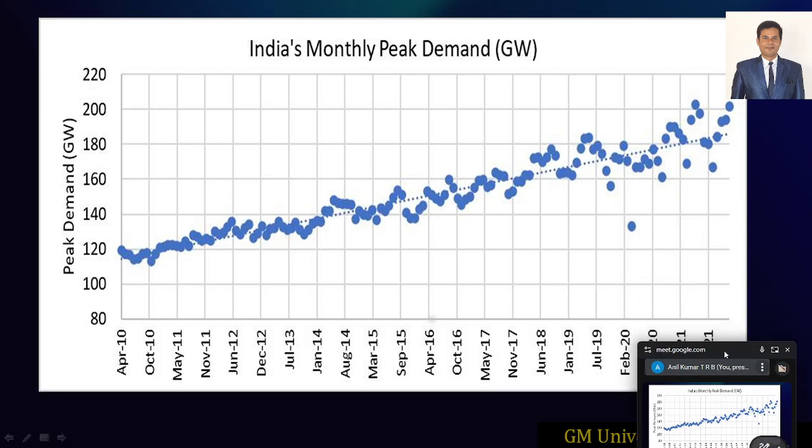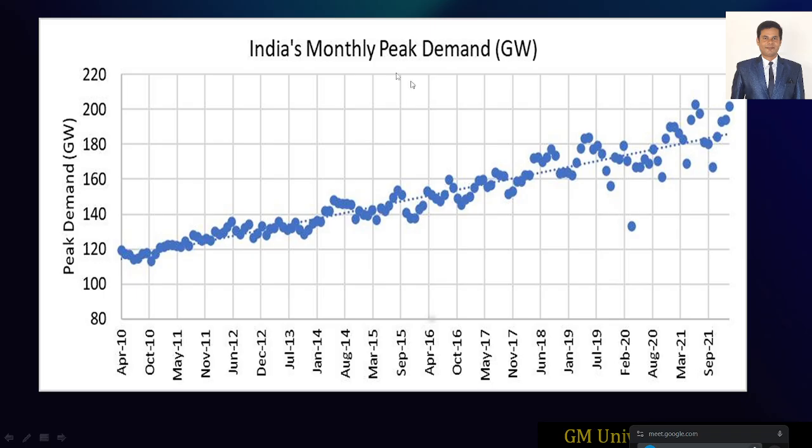Yes, sir. Okay, in this graph you can see the scale goes from megawatt to gigawatt, right? Every day, if you see from April 10th, there is 120 gigawatt of power demand that has occurred. So you have to satisfy this peak demand. Every month the load keeps on increasing.